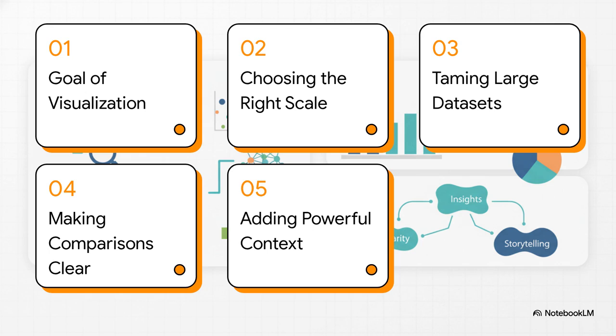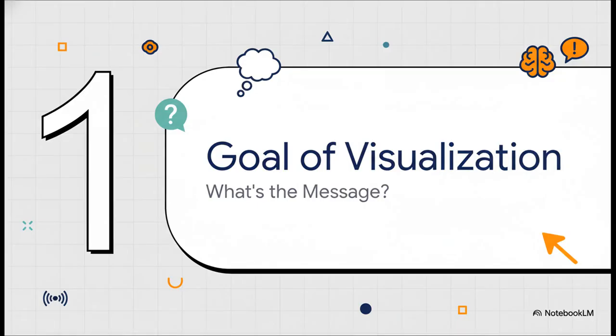So here's our game plan. We're going to build up our visual toolkit by covering 5 key areas. We'll start with the absolute basics. What's the goal of our visualization in the first place? Then we'll get into the nitty-gritty of choosing the right scale, handling massive data sets, and designing charts that make comparisons just pop. And we'll finish up by looking at how to add powerful context, which is what really makes a visualization tell a memorable story. All right, let's jump right into our first principle.